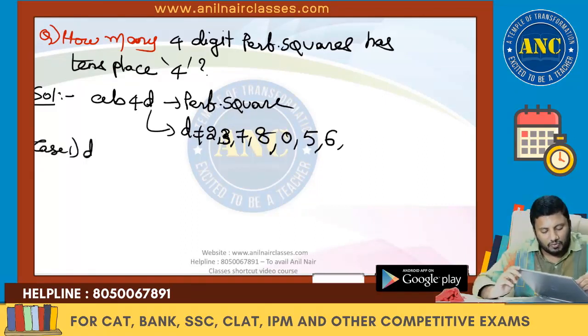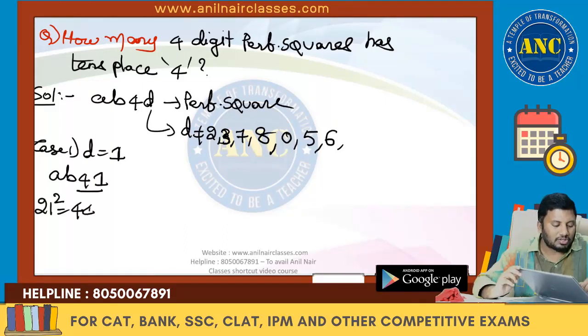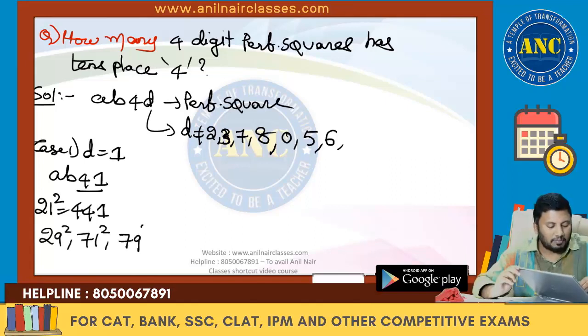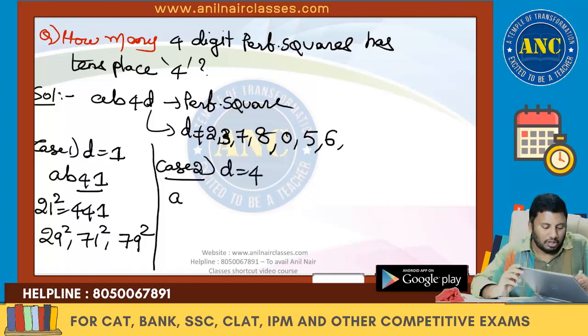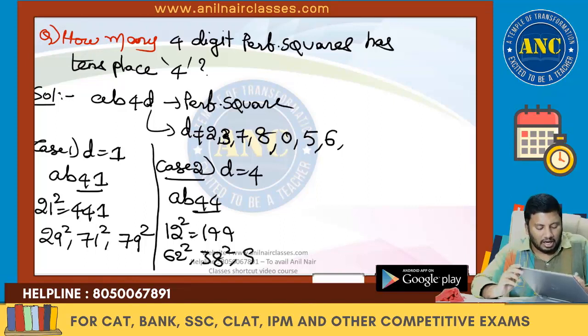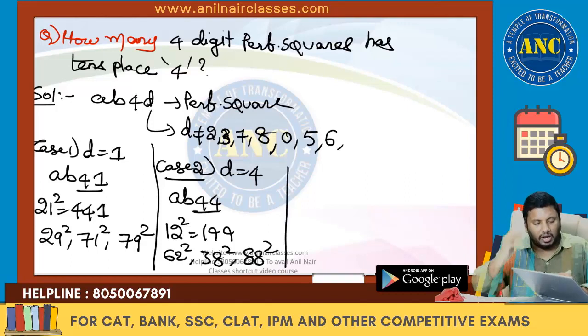Case 1, when D is 1. AB41. What is the smallest number whose square ends in 41? 21 square. 50 minus 21, 50 plus 21, 100 minus 21. Case 1 over. Next is D value 4. AB44 is a perfect square. 12 square is 144. 50 plus 12, 50 minus 12, 100 minus 12. 3 numbers. I hope it is clear.